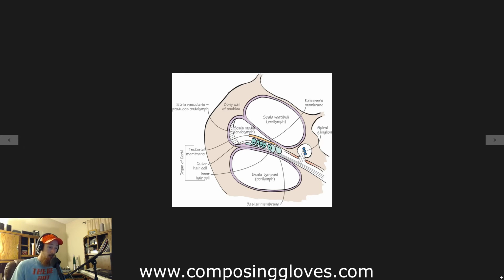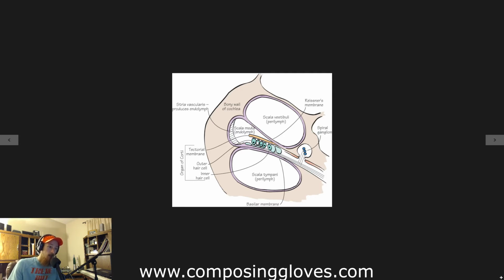So it's moving, and it moves this thing called the tectorial membrane. So here's the tectorial membrane. It's this thing right here. As it moves this thing, okay, so we got some sort of parallel motion going on. And as you see, there's all these little hairs right there. There are different kinds. There's something called the outer hairs and the inner hairs, and they're actually right there.